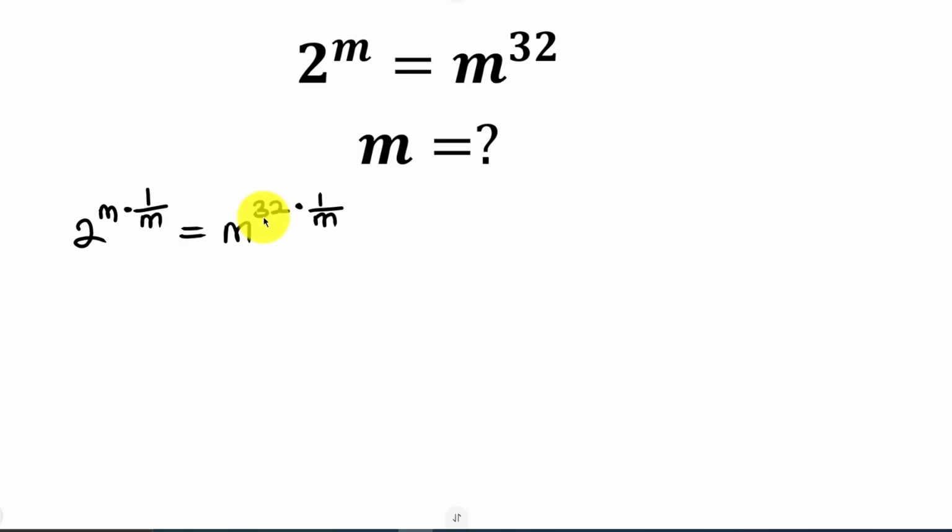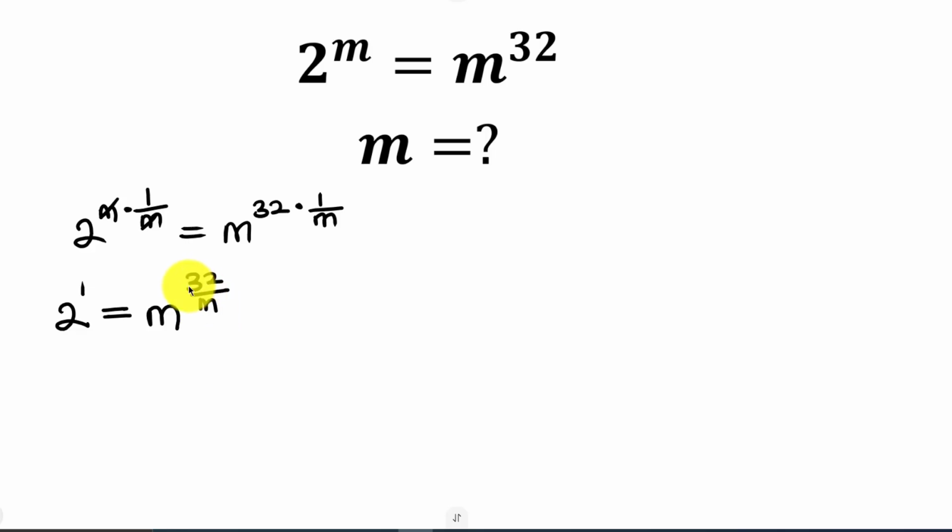Very good. Now notice that this m will cancel out this m, so that we have 2 to the power of 1. So 2 to the power of 1 to be equal to, here we have m to the power of 32 times 1 is 32 all over the denominator m.